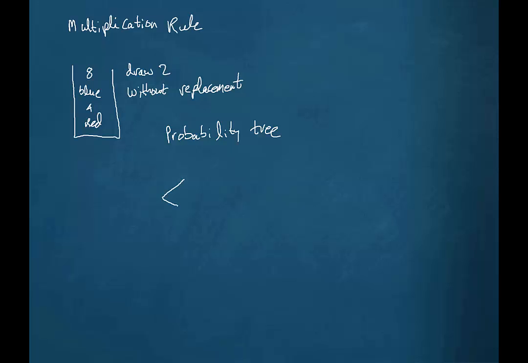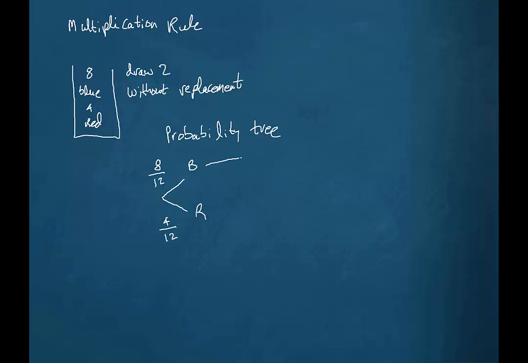We'll start with our first draw. This first draw could result in a blue block or a red block being taken out of the bag. Now, the probability that I would draw a blue block would be 8 out of 12. There are 8 blue blocks in the bag and a total of 12. The probability that I would draw a red block would be 4 out of 12.